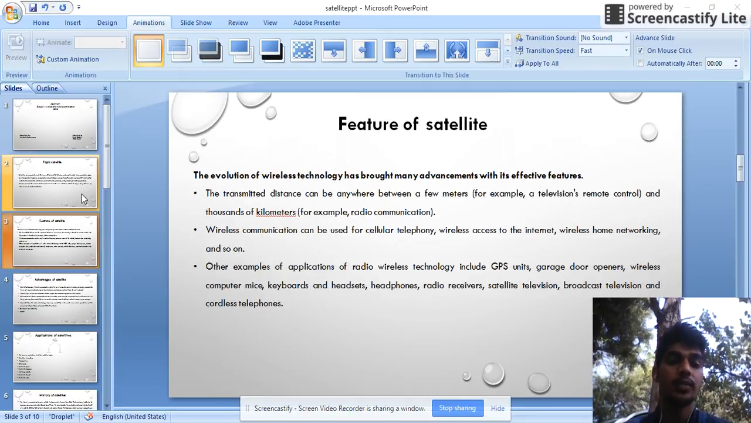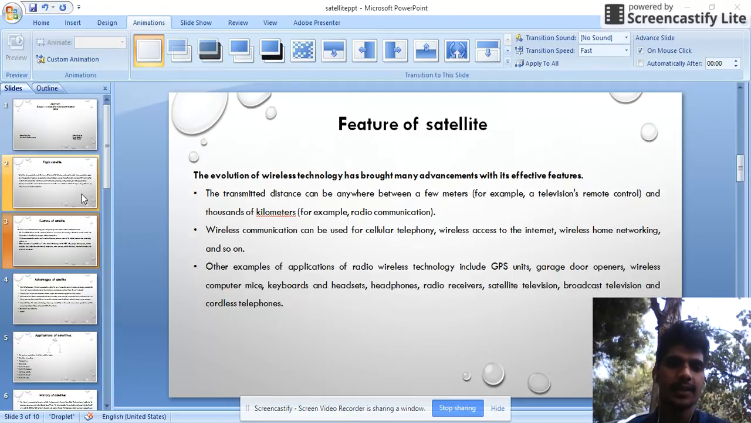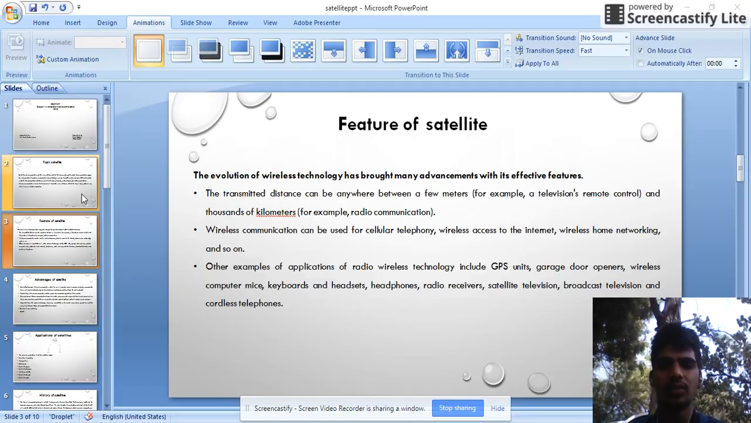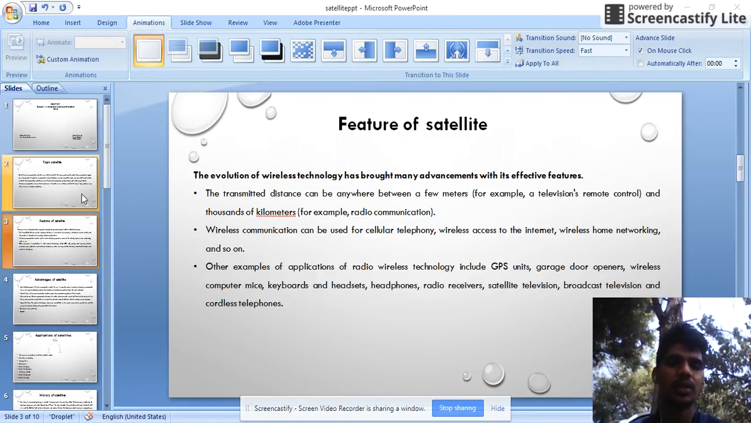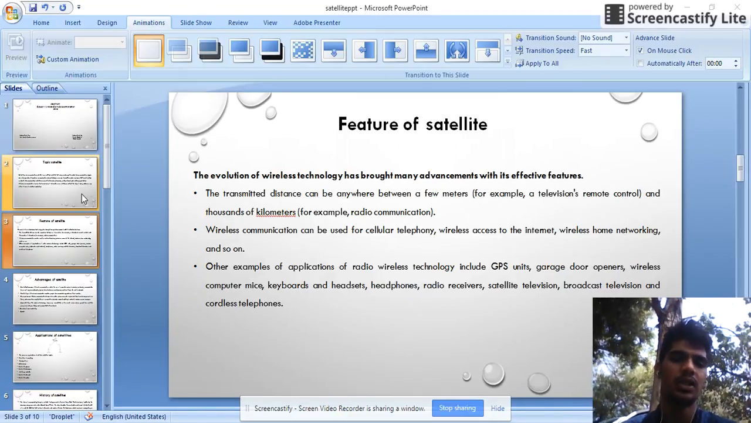Next are the features of satellite. The transmission distance can be anywhere between a few meters, for example a television remote controller, and thousands of kilometers. Distance may be anything from 1 kilometer to 1,000 kilometers for communication between two devices without any wire.